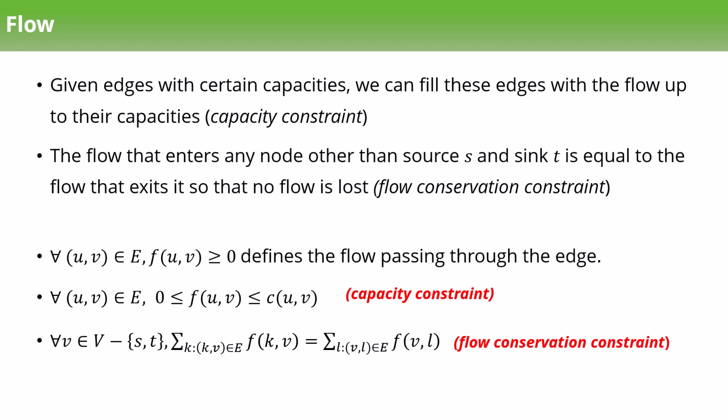And then conservation. For every node except the source and sink, incoming flow equals outgoing flow. No flow is lost inside the network. For example, if a node receives 5 plus 4 equals 9 units, it must send out 9 units as well. These are the constraints.